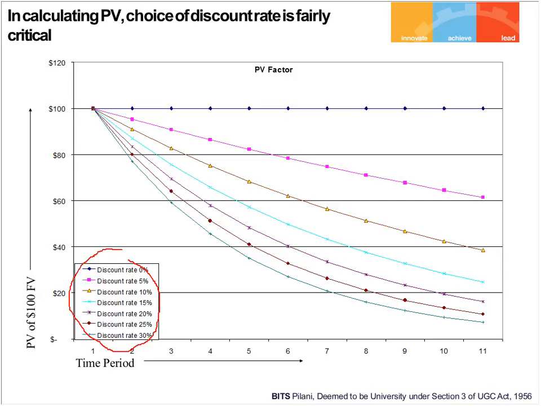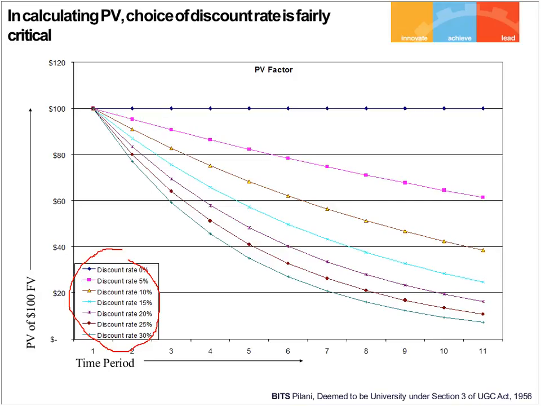Likewise, if we increase the discount rate to 10%, what is happening? The present value is further decreasing. So what do we understand? As the time period increases, the present value decreases. As the discount rate increases, the present value decreases. Is that clear? Right? So this is what it is.